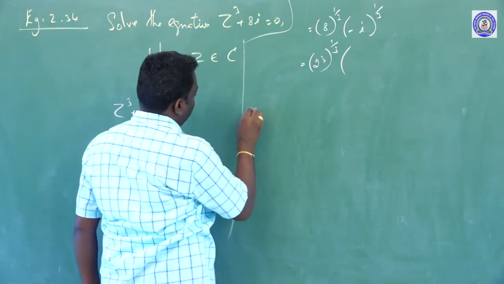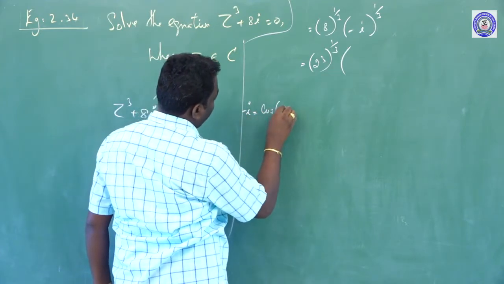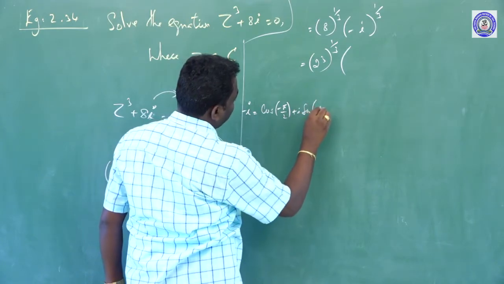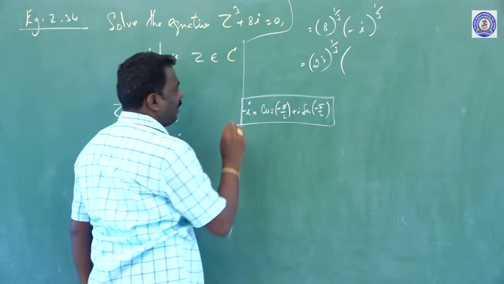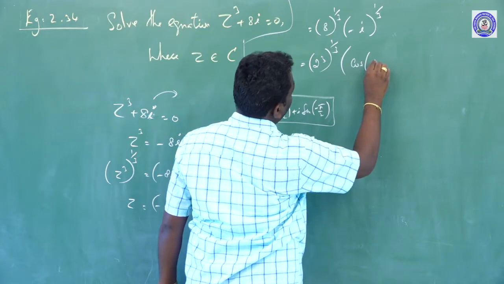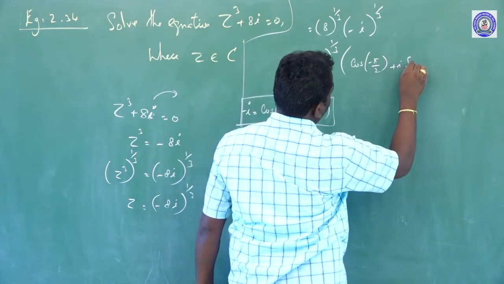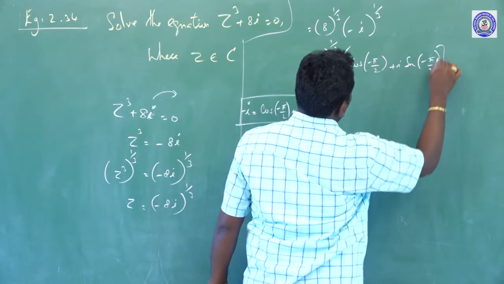The polar form of minus i is cos(minus pi by 2) plus i sin(minus pi by 2). This is called the polar form of minus i. Replace it here: cos of minus pi by 2 plus i sin of minus pi by 2, and the whole power is 1 by 3.